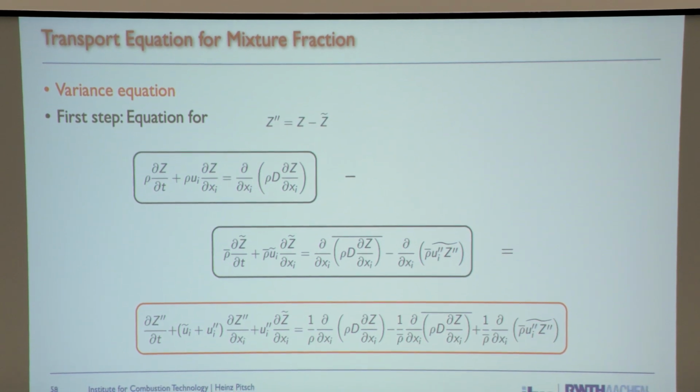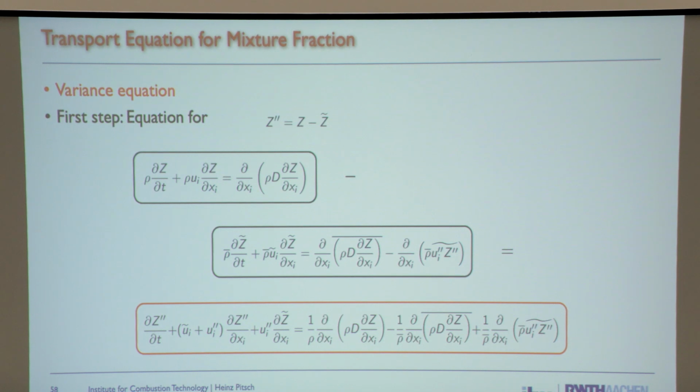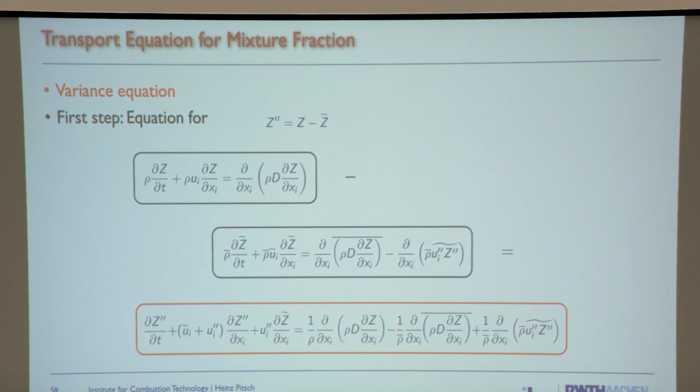Then we are interested in the distribution, the PDF, and we'll talk later about PDFs. We are interested in the distribution of mixture fraction. And for that, now we only know the mean. We also want to know what the variance is. And so we derive an equation for the variance that's shown here.